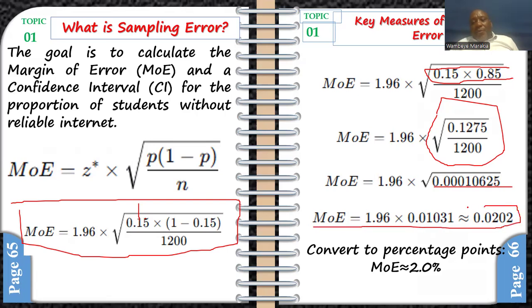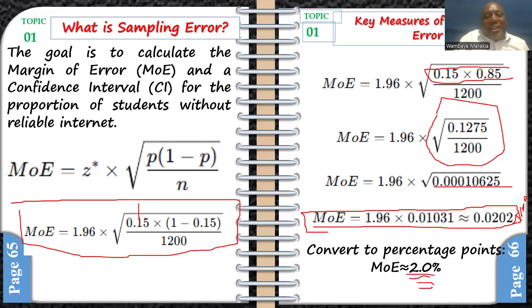Here is the end of it. You convert it to percentage, then you get 2%. It is 2%, because this one you multiply by 100 to get 2%. Multiply this one by 100, you get 2%. Now, how do we use this 2%?